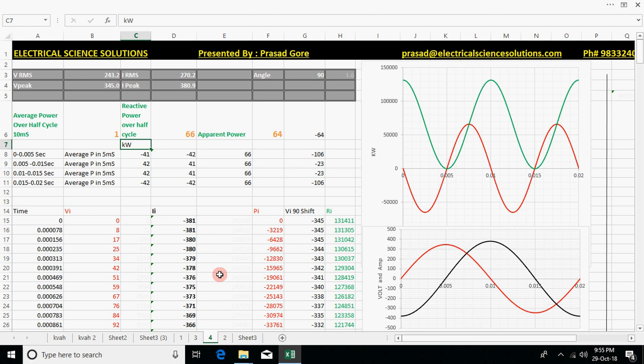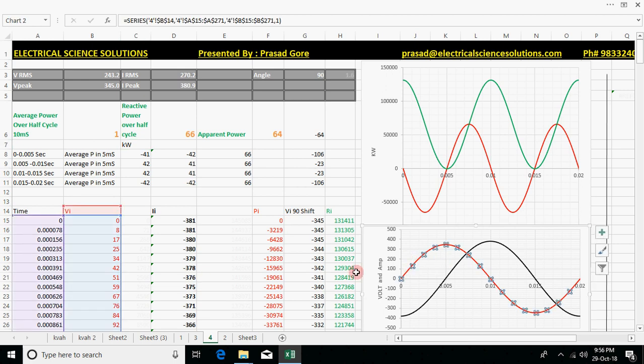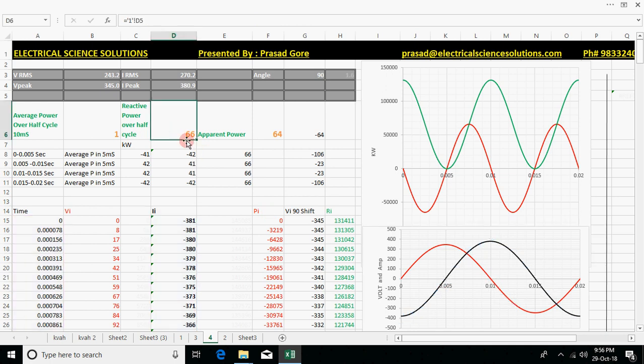You can see here the current I is lagging by 90 degrees. A 90-degree lag means definitely this is an inductor, a perfect inductor. We have a voltage value here and a current value here. You can see the peak of the voltage comes first and then the current. So the current is lagging by 90 degrees, between 0.055 millisecond and 10 millisecond.